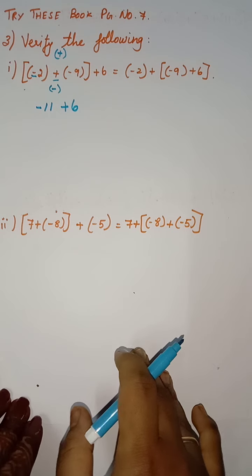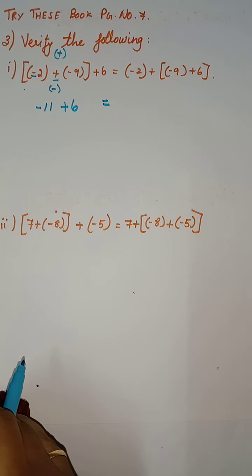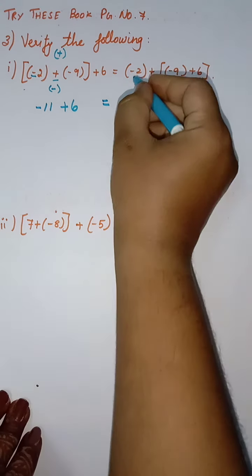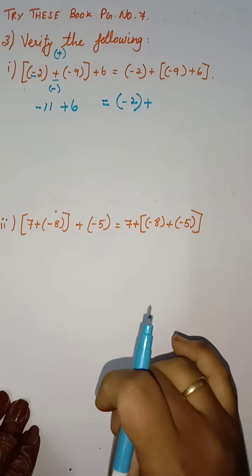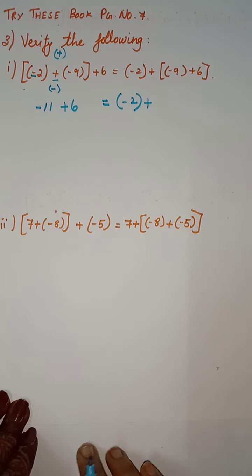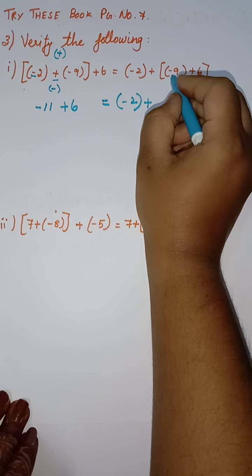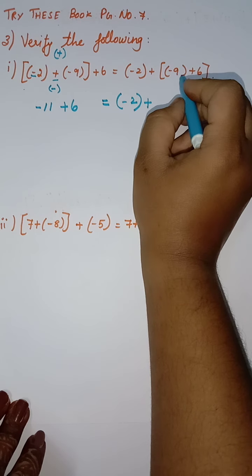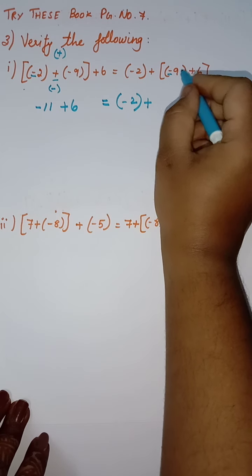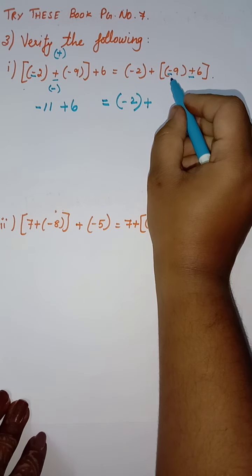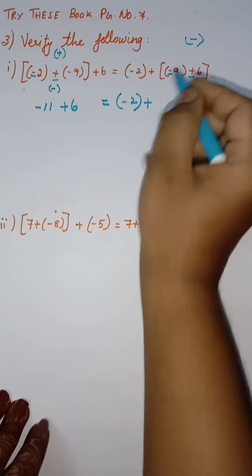Now, next, equal to. On this side also we should see the bracket first. Here it is minus 2, the same. Next the bracket they have given, that is minus 9 plus 6. Here there are only two operations: minus and plus. The symbols are different, so we have to subtract these two numbers.